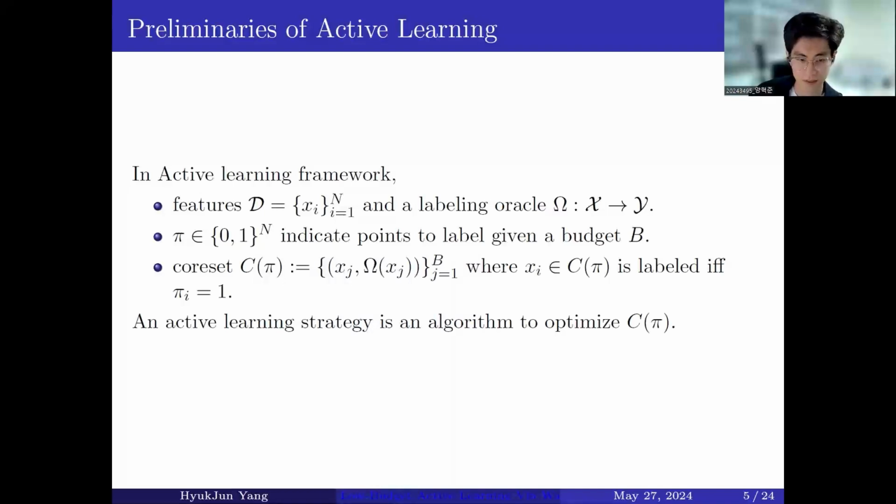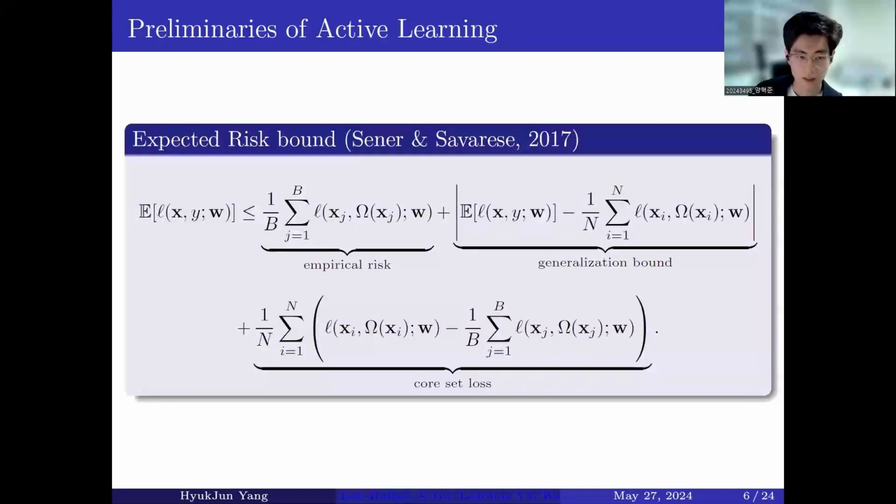of the selected samples. The theoretical background here suggests that the risk is bounded by empirical risk, generalization bound, and core set loss. The first and second terms do not depend on how we choose the core set, because empirical risk would be minimized by supervised learning, and the generalization bound is influenced by the oracle function. Therefore, by minimizing core set loss by choosing informative samples, we can minimize true risk.